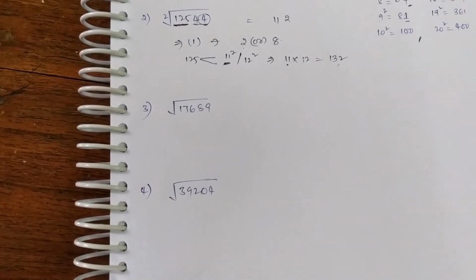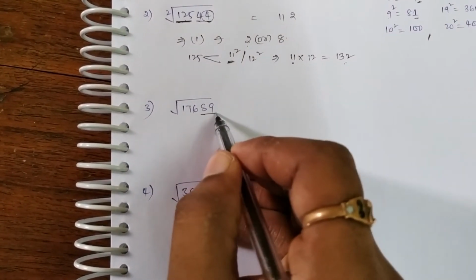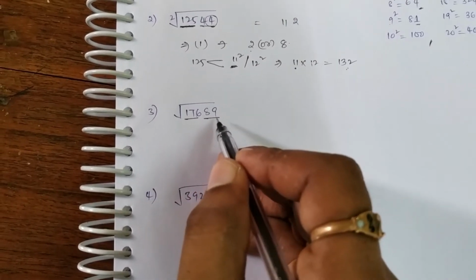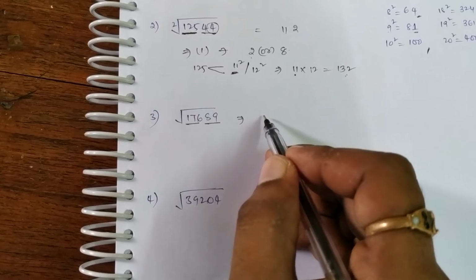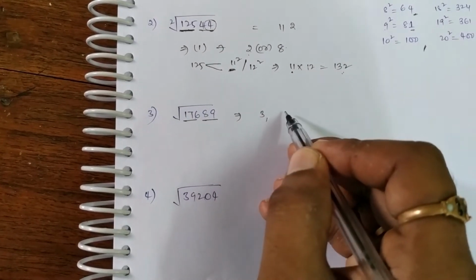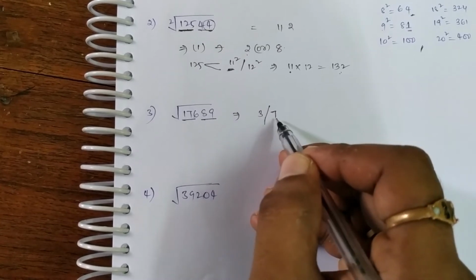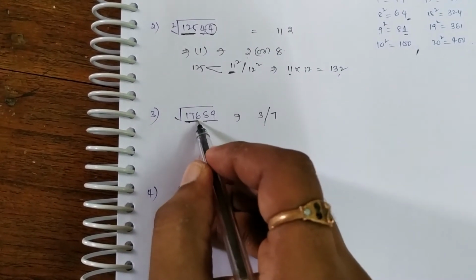And the next number is 17689. The first step is divide the last two digits into one part and the remaining number into another part. Okay, and we have to check the unit number 9. 9 comes between 3 square is equal to 9 and 7 square is equal to 49. So unit place is either 3 or 7. Okay, and the next number is 176.